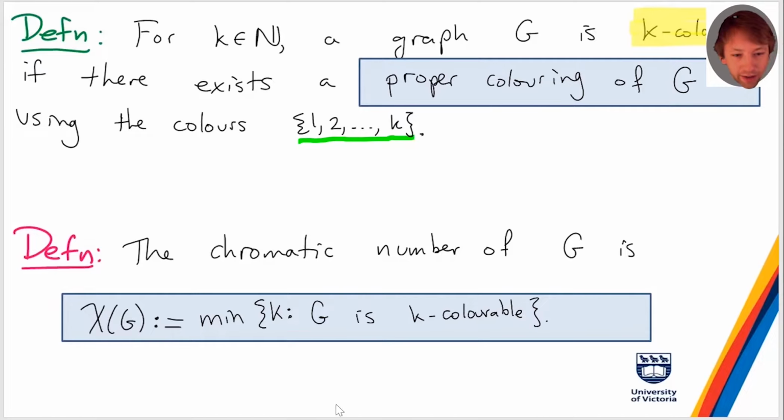Are these definitions clear? I guess I'll assume the silence means that it's clear. So with a proper coloring, adjacent pairs of vertices have different colors, and our goal is to find the smallest number of colors such that you can do that. That's the chromatic number.